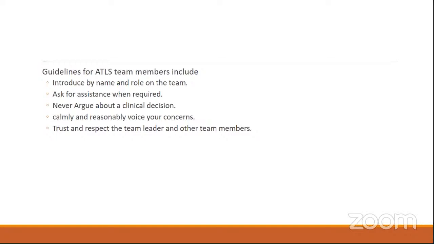And next is trust and respect the team leader and the other team members. Trust is very important and key. It plays a very key role in a team as teamwork. And always remember, irrespective of the roles, you have to respect all your team members, including team members and team leader, and mutual respect is a must to run a successful code.